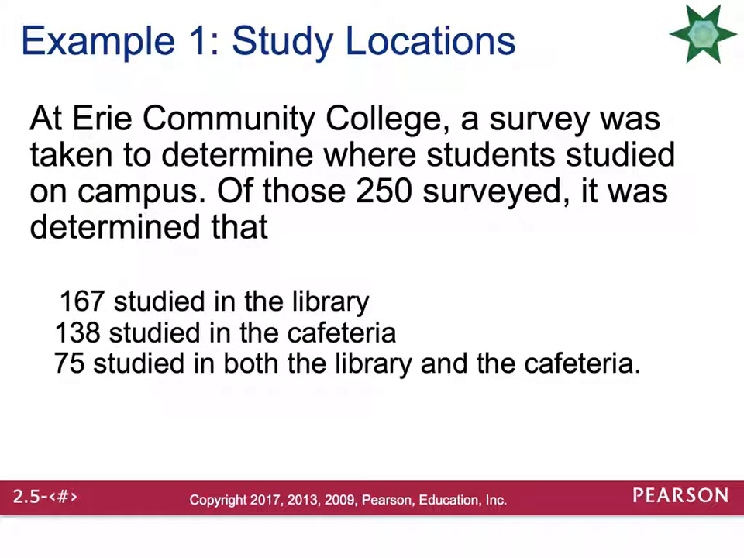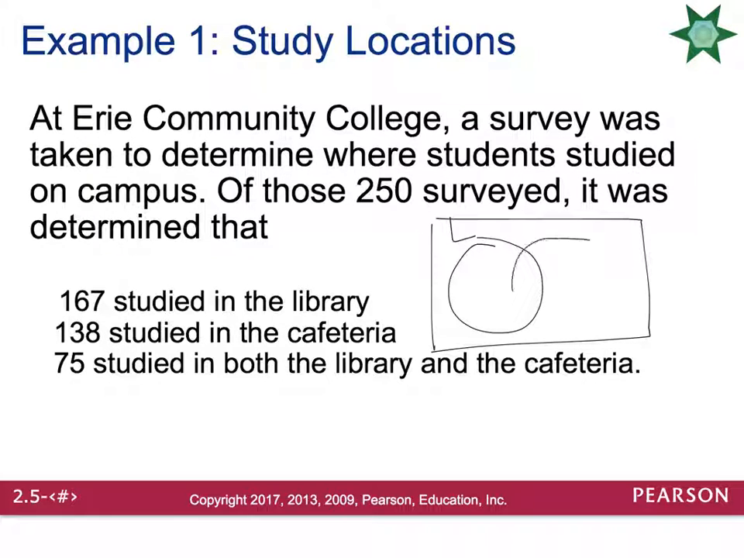But we can start with this one and do so. Here's what our Venn diagram looks like. If you remember, we have two sets, A and B. But our A, we could say library for A, and cafeteria for B, and then we would put the 75 in the middle, because those are the number of students who study in both. So that would be the intersection, L and C. L intersect C would be the 75.